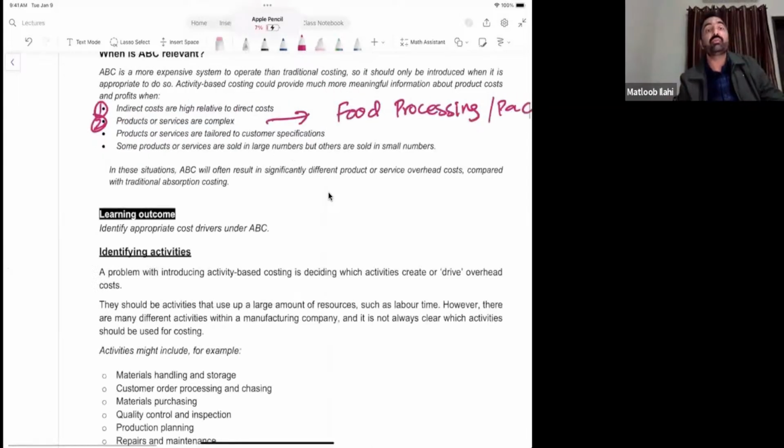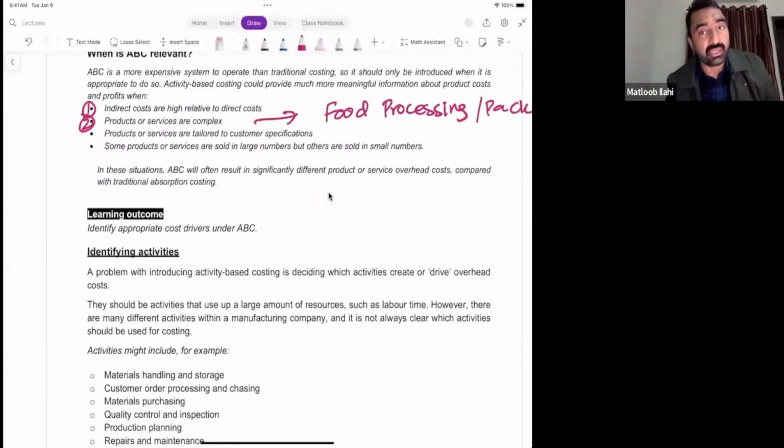Okay. Number three, where products or services are tailored to customer specification. Yes. Again, I would give you the example of a car. For example, these days, car manufacturers offer a lot of customization in cars. So if a car is assembled according to the customer specification, it would become more complicated. So a single rate would not be helpful. You need to use multiple driver rates.